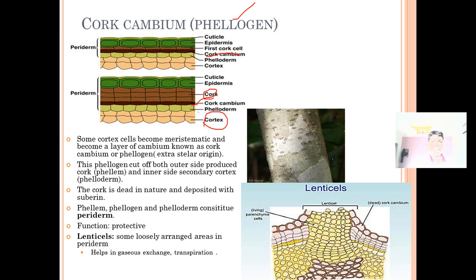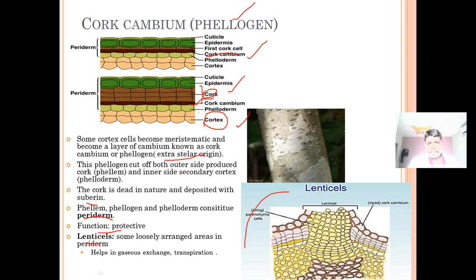This combined cork cambium, cork and secondary cortex, these three we call periderm. The secondary cortex and the cork cambium are living. However, the cork is dead due to the deposition of suberin. The main important function of the cork cambium is protective. Another important point to note is that this cork cambium is of extrastelar origin.